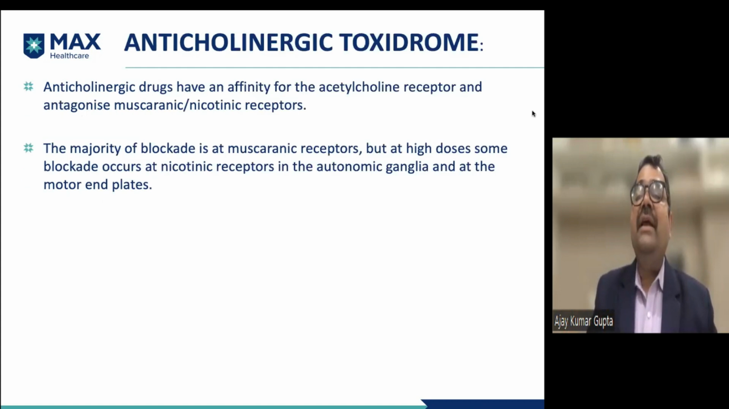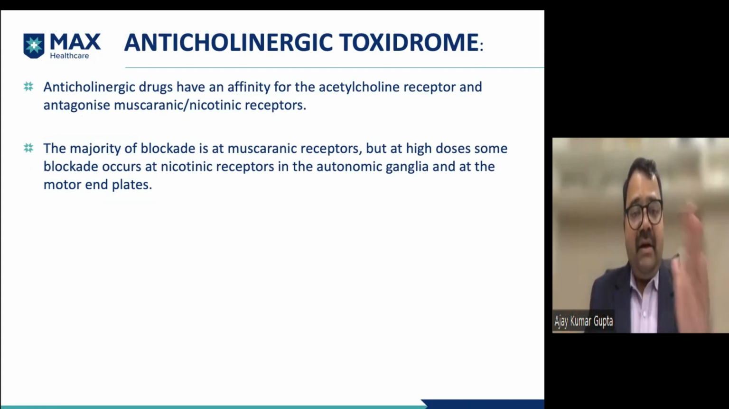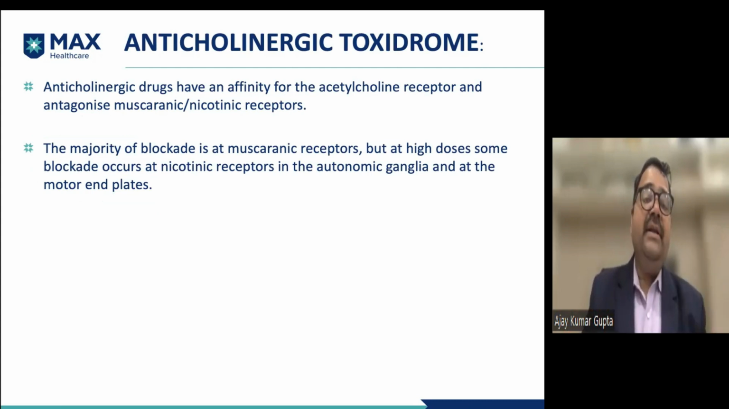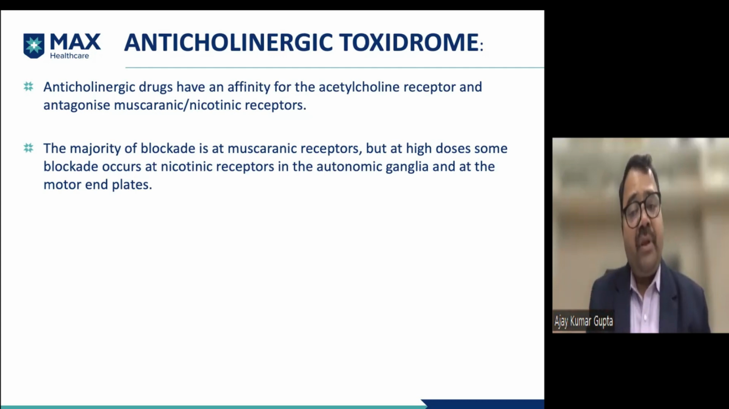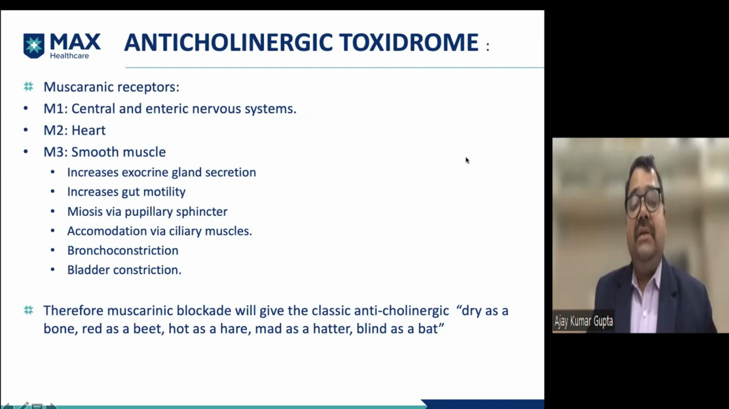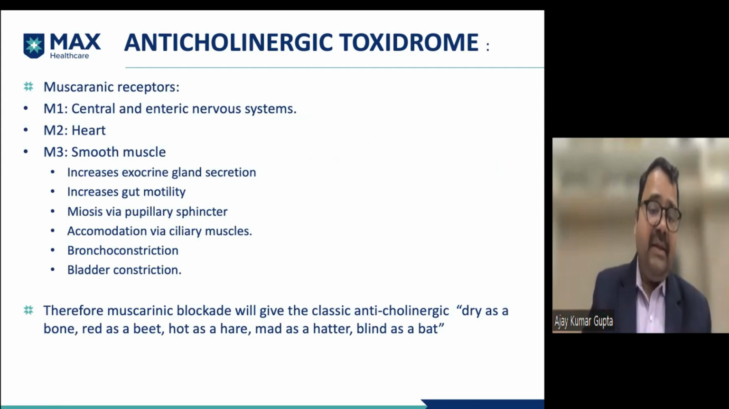First of all, the anticholinergic toxidromes. Here we have drugs which have an affinity for the acetylcholine receptors in our body, and they antagonize the muscarinic or the nicotinic receptors. The majority of the blockade in these toxidromes is at the muscarinic receptors, but at high dose some of the blockade also occurs at the nicotinic receptors in the autonomic ganglia and at the motor end plates. So what do we mean by the muscarinic receptors, and where are they located?